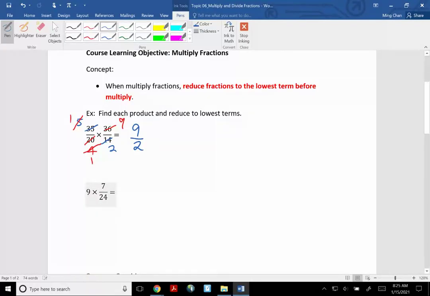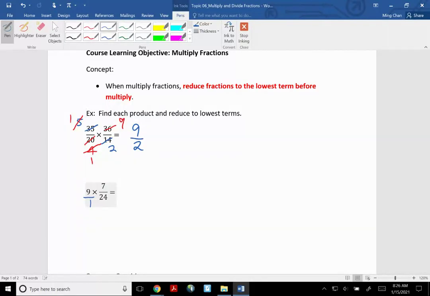When you have a whole number with multiplication or division, you write it as over 1, because that puts the 9 on the numerator. So 7 and 24 cannot reduce. Can 9 and 24 reduce? Yes, it can. By what? By 3. How do I know that? Because I recognize my timetable, plus 9 is only 3 times 3.